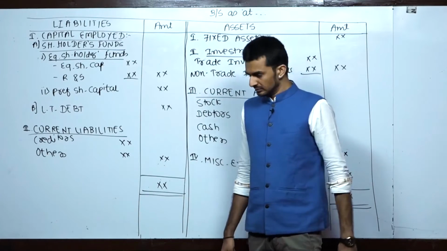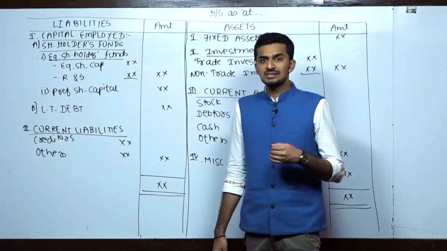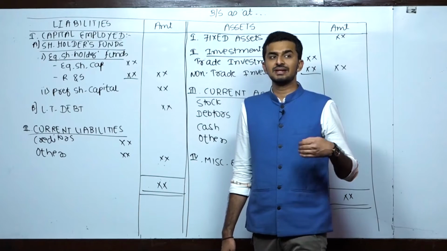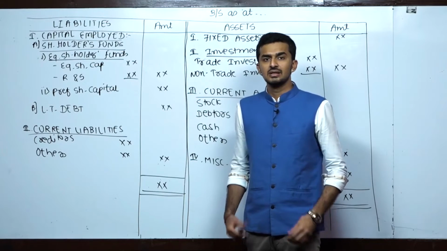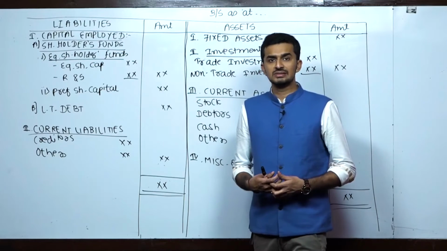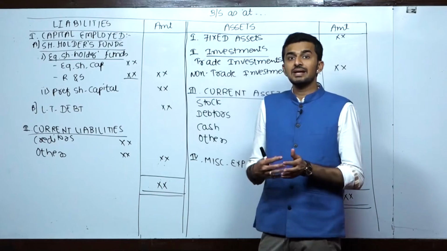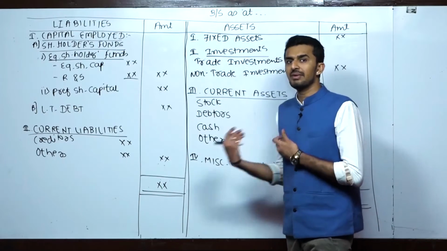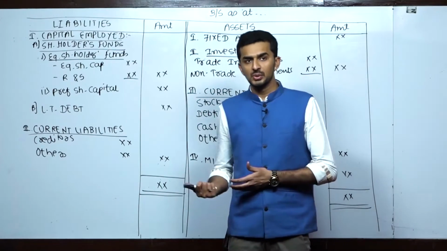Now, what if I receive dividends from TCS? What if I receive dividends from Reliance? What if I receive interest on bonds, deposits, etc.? Where should I put it in my income statement? Where should this income go?